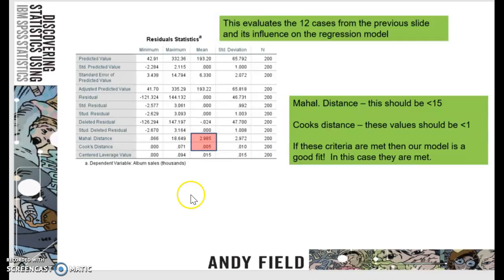In our residual statistics, these are the two you want to look at. You want your Mahalanobis distance to be less than 15. In this case it is, and your Cook's distance to be less than 1. In this case it is. So again, this is telling us that our regression model is decent.